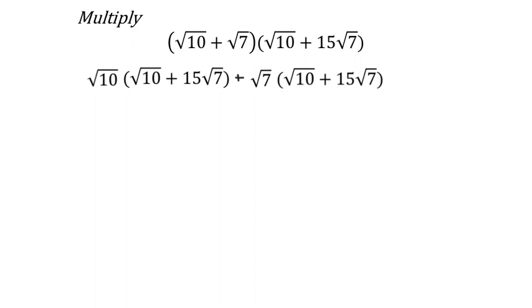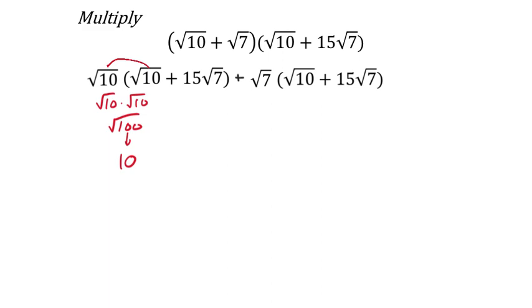Now, right off the bat here, I got the square root of 10 to multiply by the square root of 10. And that's good. Square root of 10 times square root of 10 would be the square root of 10 times 10 is 100. But 100 is a perfect square, so the square root of 100 is just 10, okay?